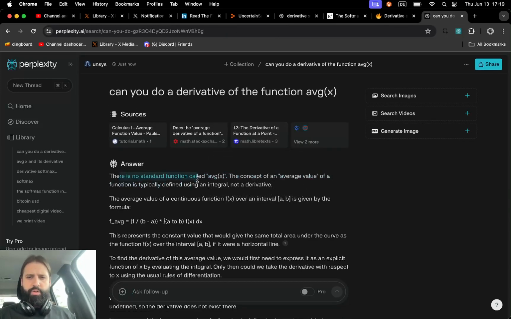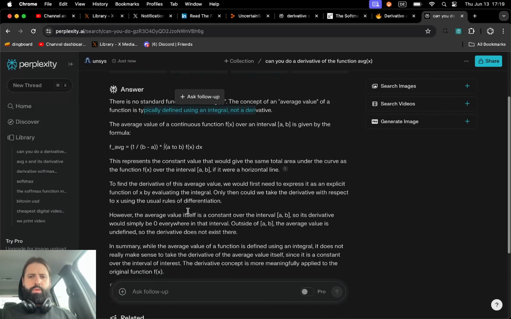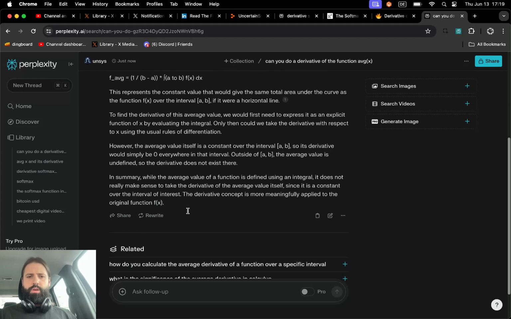There's no standard function called average x. The constant of an average value function is typically defined using an integral, not a derivative. Because the definition of softmax would fall under the same kind of question, right? It's something that just depends on that.